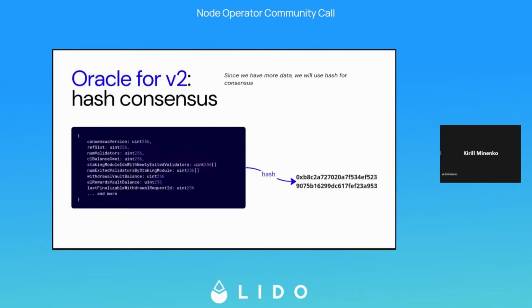The first technique is hash consensus. The idea is simple. Oracles now agree on the hash of the data instead of saving large data on chain. This is the first gas economy strategy.